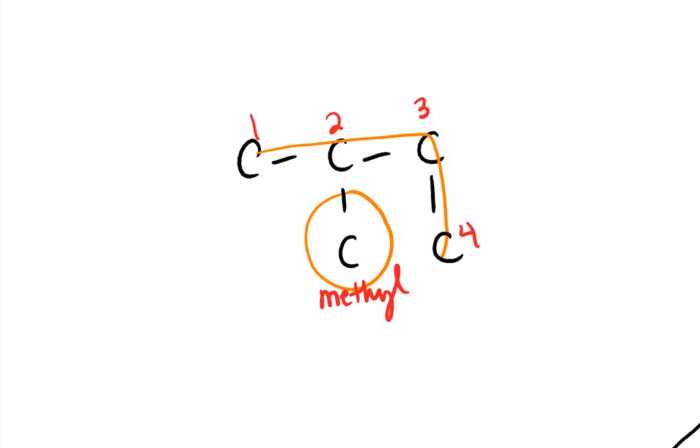And so when we name it, we'll start with that. We have to give its location, which is 2. Then the branch type is methyl. And then the last name is 4 carbons, so it's butane.